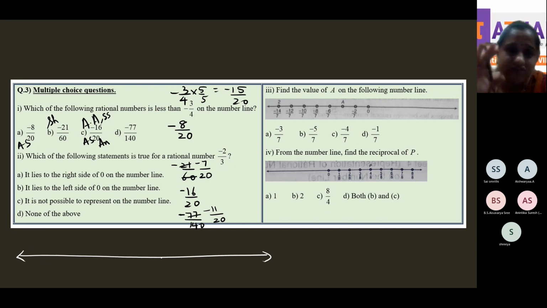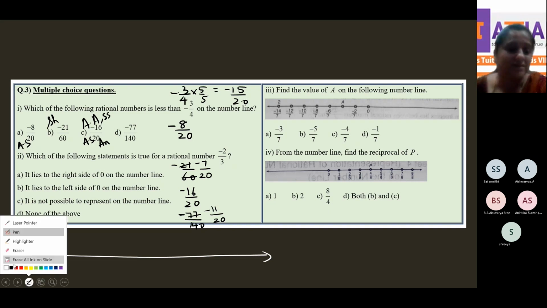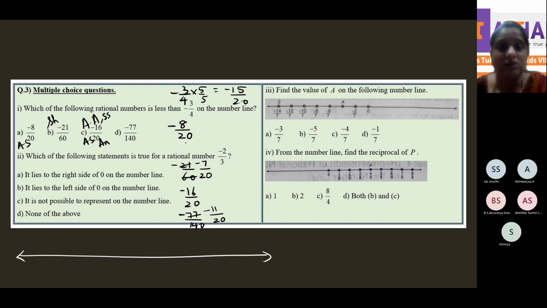See, you need to first observe all the fractions. Denominator 4, denominator 20, 60, 20, 140. So 4, you can bring it to 20. That means now we have 3 rational numbers with denominator 20. So minus 8 by 20, though it is possible to simplify, don't simplify. You can simplify it further, but don't, because you want to have all the rational numbers with denominator 20 so that it becomes easy to compare.